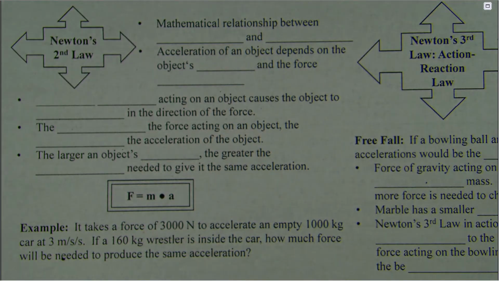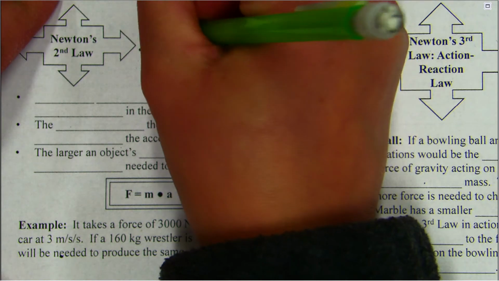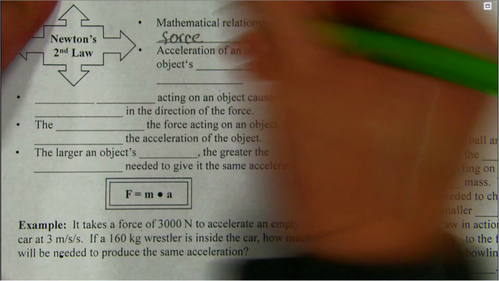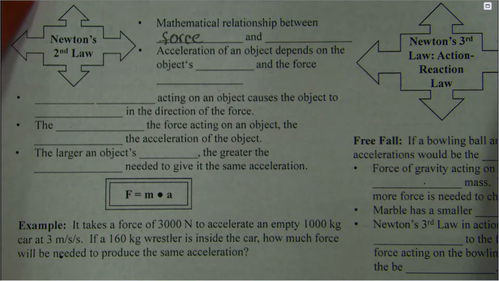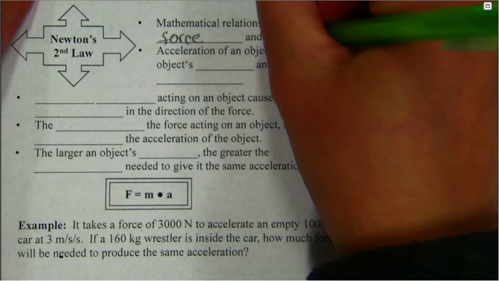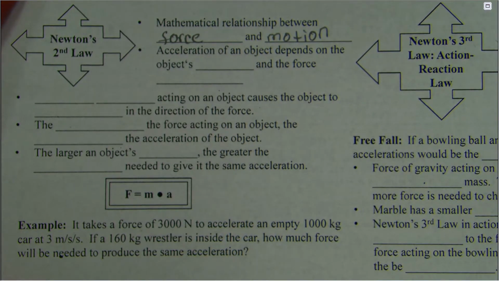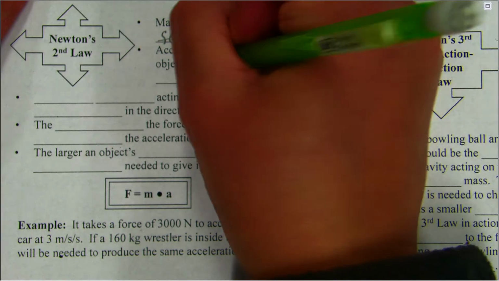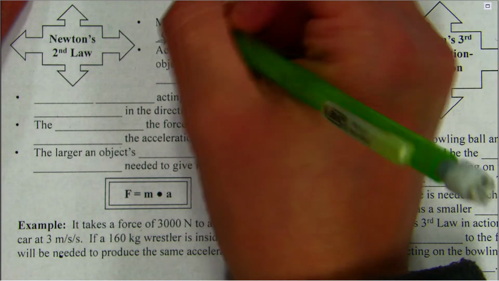So let's look at Newton's second law. Newton's second law is the mathematical relationship between force exerted on an object and the motion. The acceleration of an object is going to depend on that object's mass and the force applied.